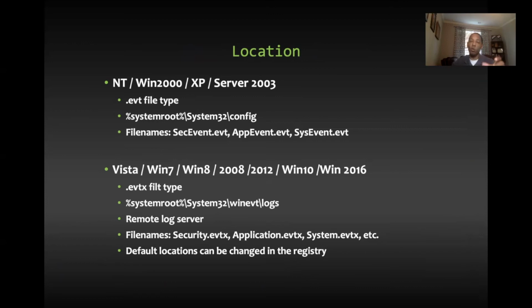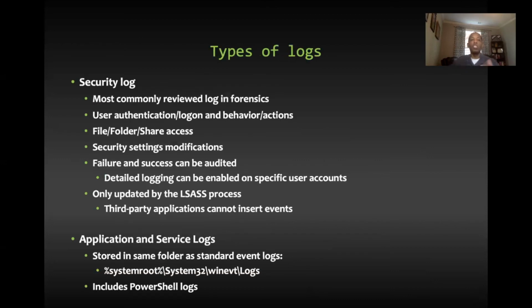In older versions of Windows, we would see them in the config folder. That's the same location that we would see those registry hives. In modern versions of Windows, we would see them in the winevt folder within System32. They've also changed their extension to be EVTX. So the types of logs, we won't talk about all of them, but some main ones here. Security. This is the main one reviewed for forensics. You got login information. You got a number of other things that are happening. Process creation, if that's enabled. File access, failure, success, a number of things.